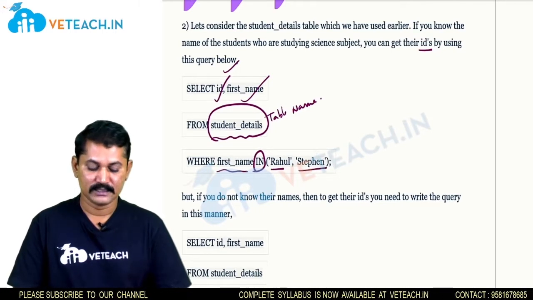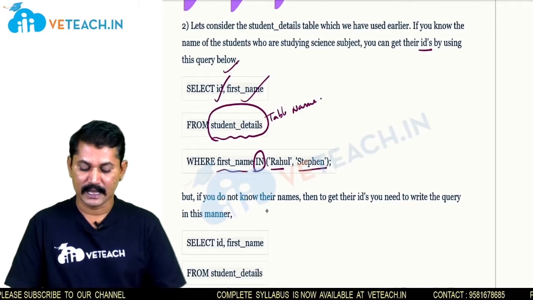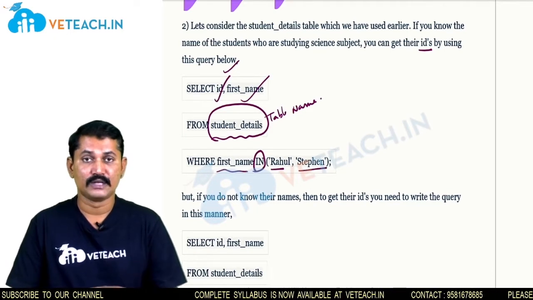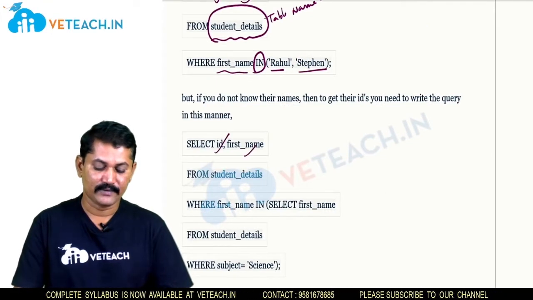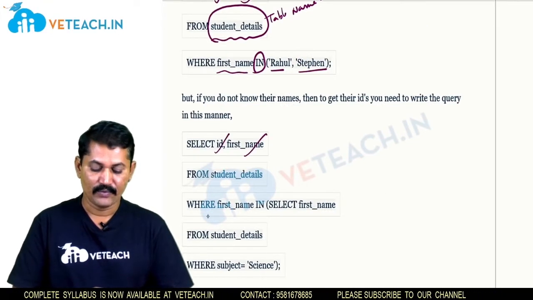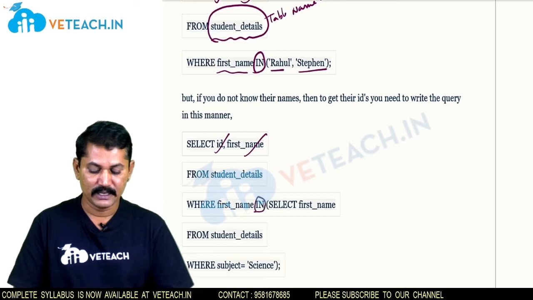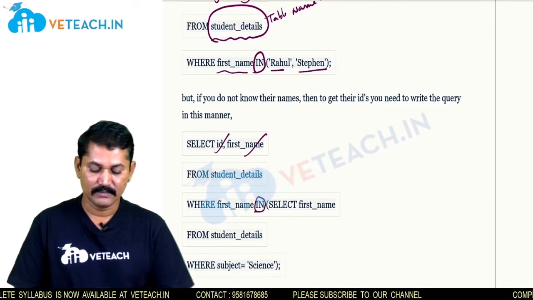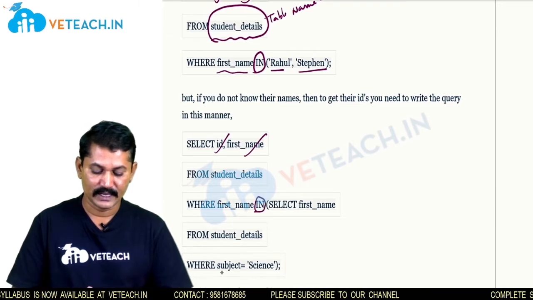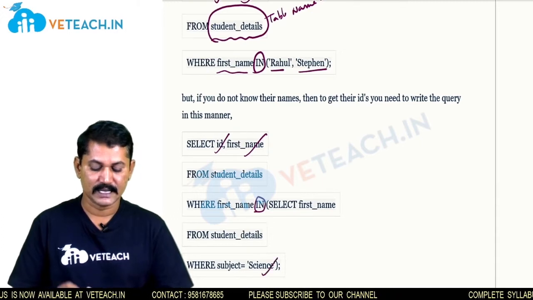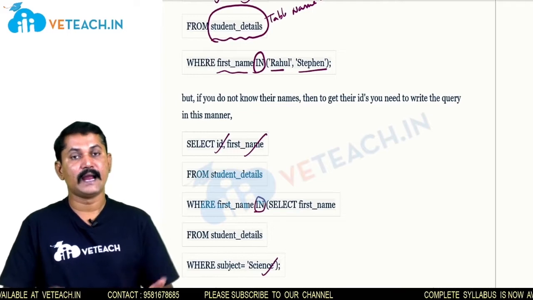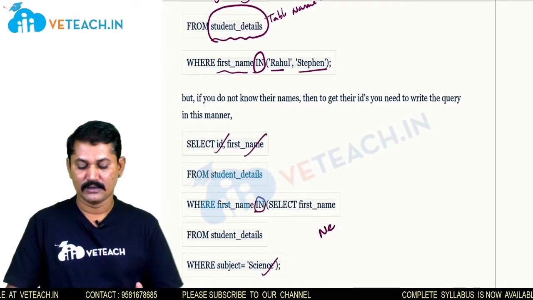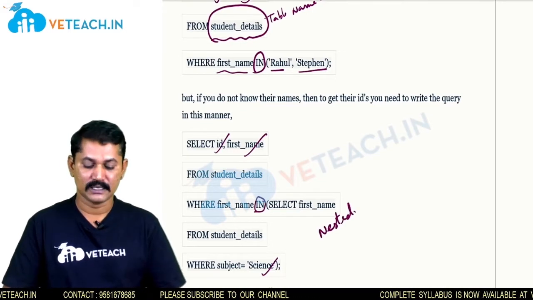But if you do not have their names, that means I don't know the names, then how can we write the query? See this one: select the ID and first name from student details where first name is in, select first name from student details where subject is equal to science. Here we are writing a query within a query. This is called nested.